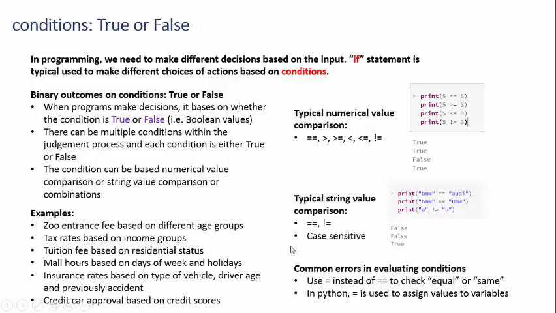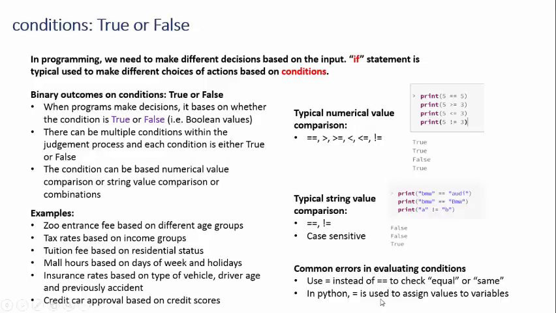And there are some common errors in evaluating conditions. The most common one for someone who is new to programming is using a single equal sign instead of the double equal sign to check whether things are equal or the same. If you use only one equal sign, in Python it's used to assign a value to a variable. There is no comparison at all in that case.